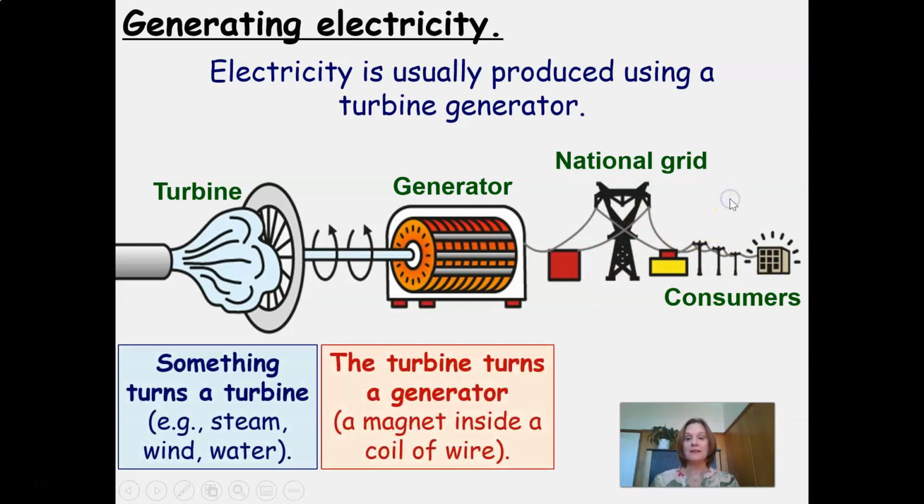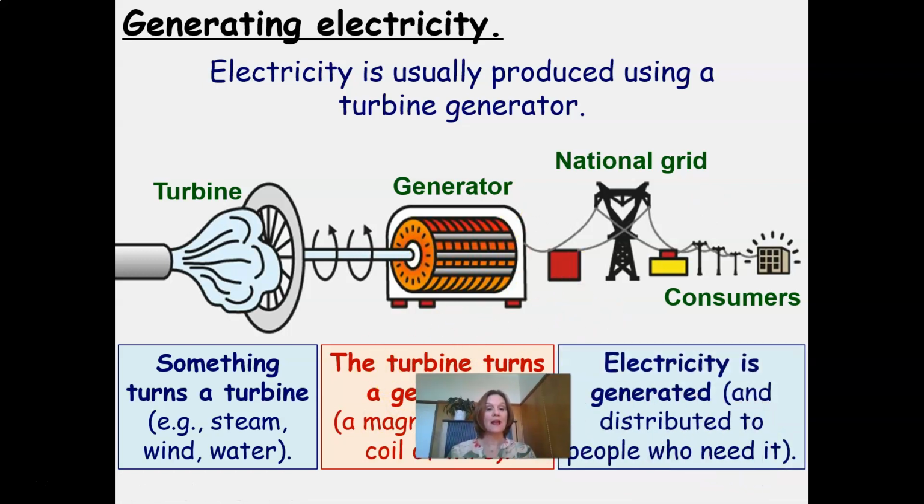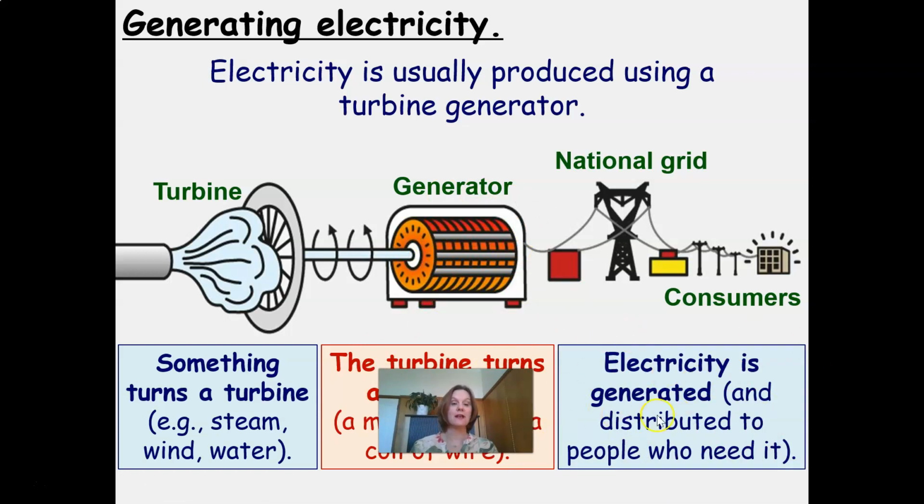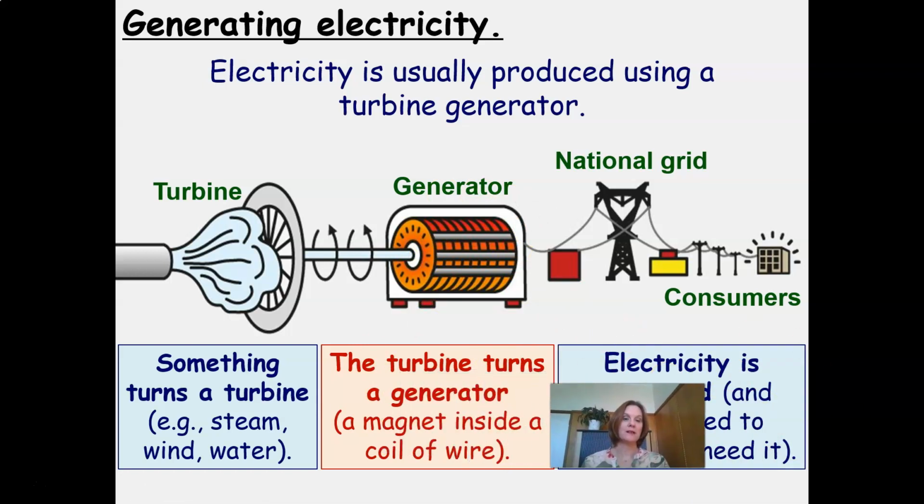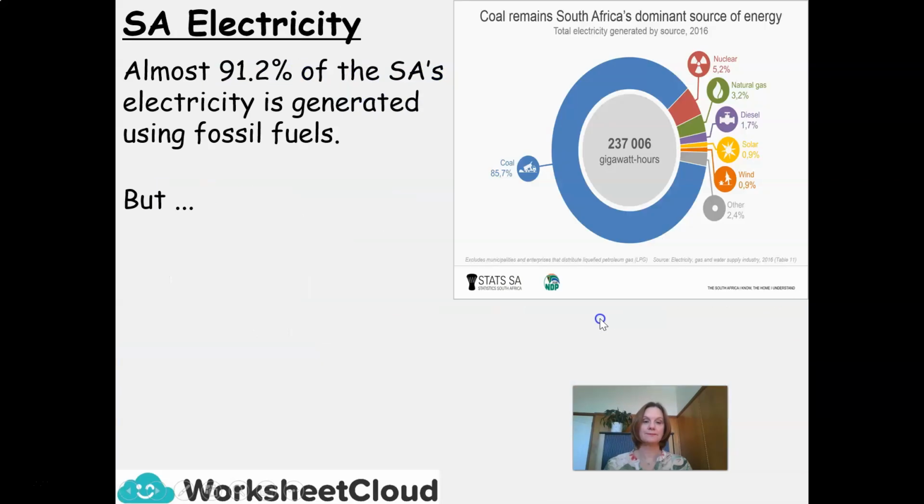So there you have it. Something turns a turbine, the steam, the magnet inside the coil of wire is what is happening inside of the generator, and then electricity is generated and distributed to the people who need it.